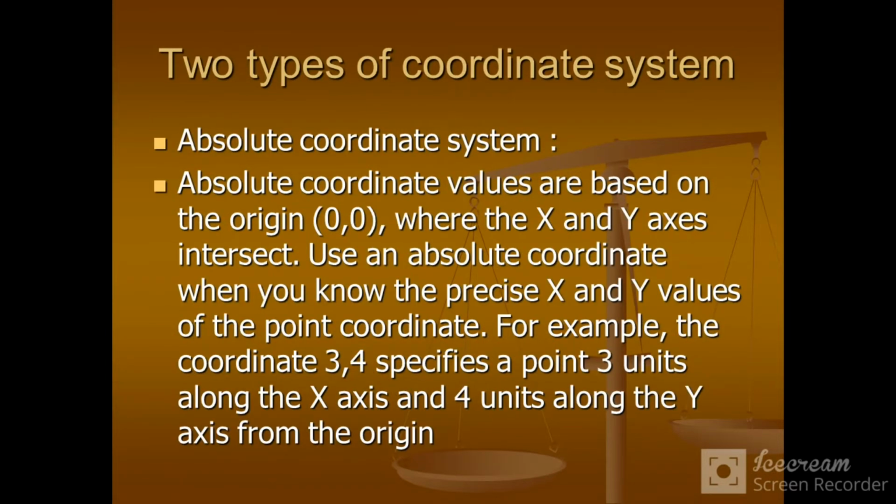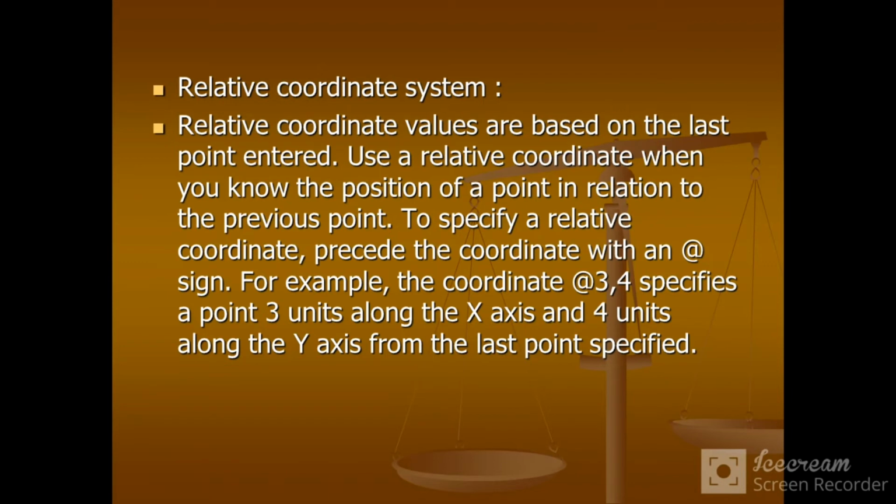Two types of coordinate system: absolute coordinate system. Absolute coordinate values are based on the origin 0, 0, where the X and Y axes intersect. Use an absolute coordinate when you know the precise X and Y values of the point coordinate. For example, the coordinates 3, 4 specify a point 3 units along the X axis and 4 units along the Y axis from the origin.